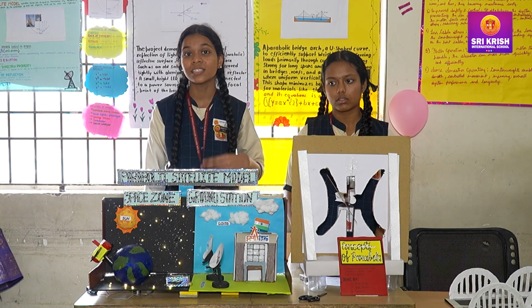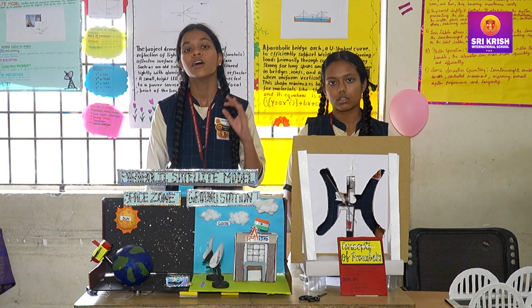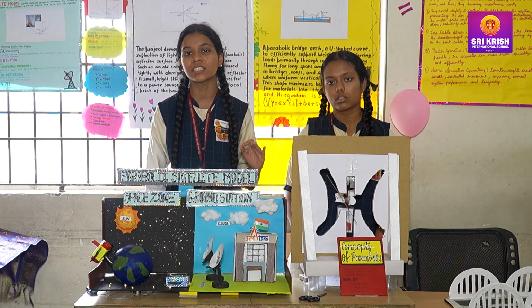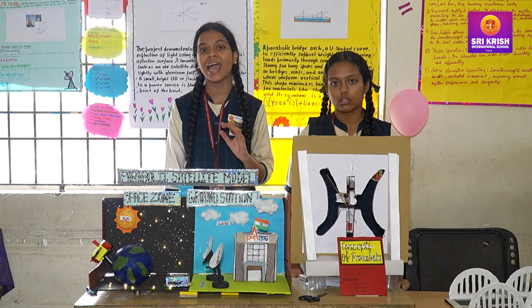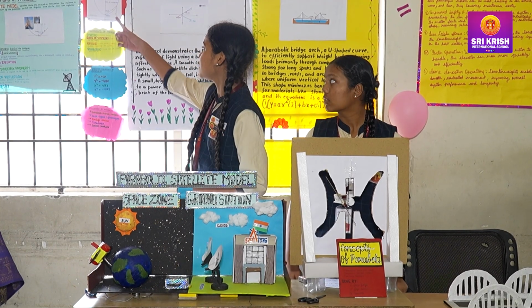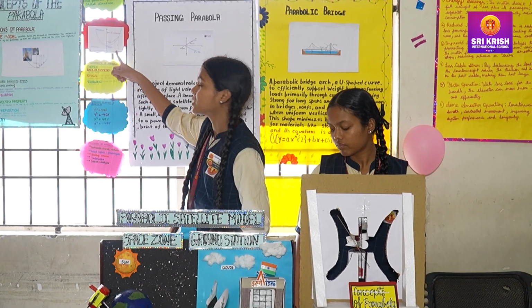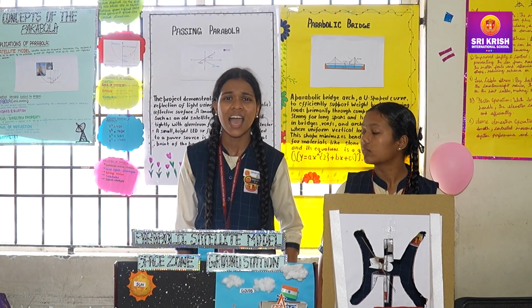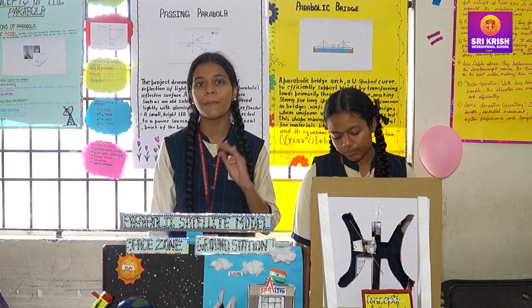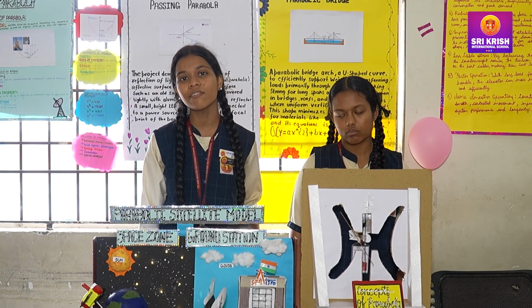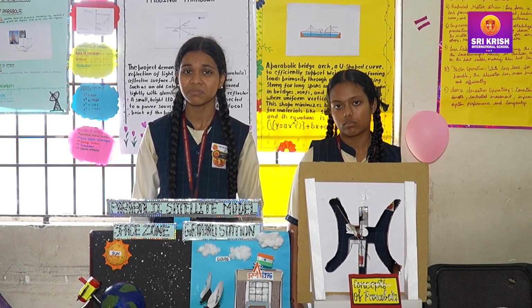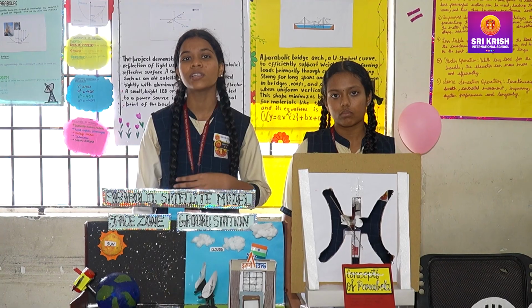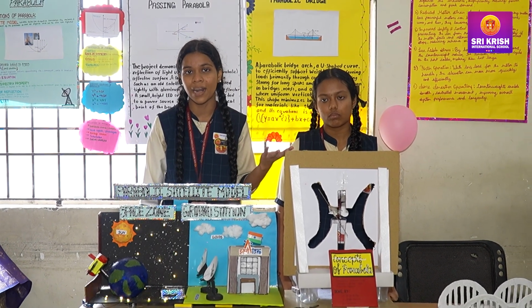Generally, what is a parabola? A parabola is actually a U-shaped figure which has all the points equidistant from a point called the focus and a line called the directrix. As you can see in the figure, this line is the directrix and this point on the parabola is said to be the focus. In simple words, a parabola is a curve whose points are equidistant from a point and a line.